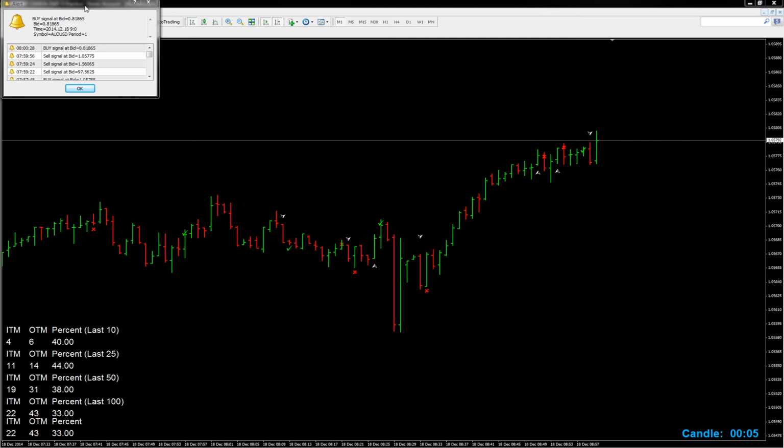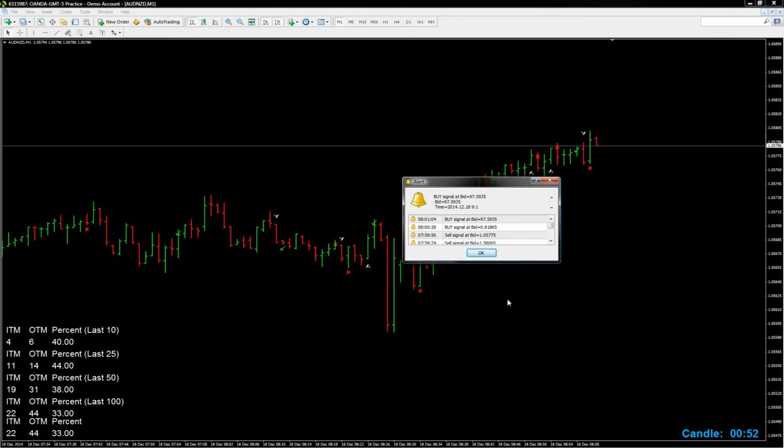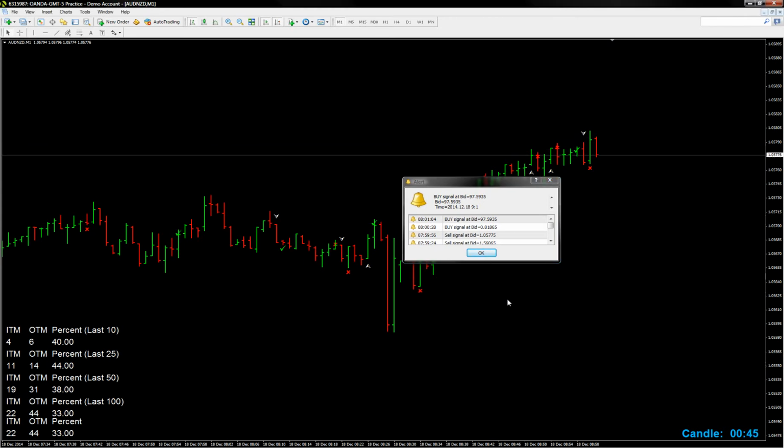You see how all this is telling me right here, it says buy signal at 81865. That is the strike for it. And let's see, this was... I can't even see. Bid. I'm sorry, I'm half zoning out.